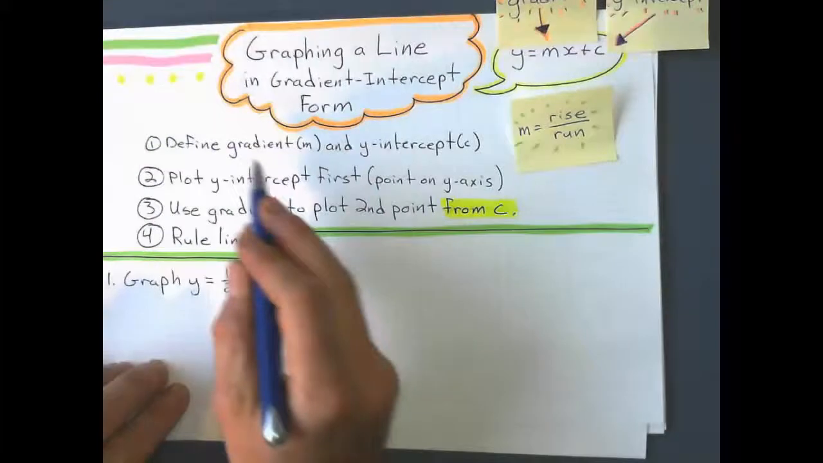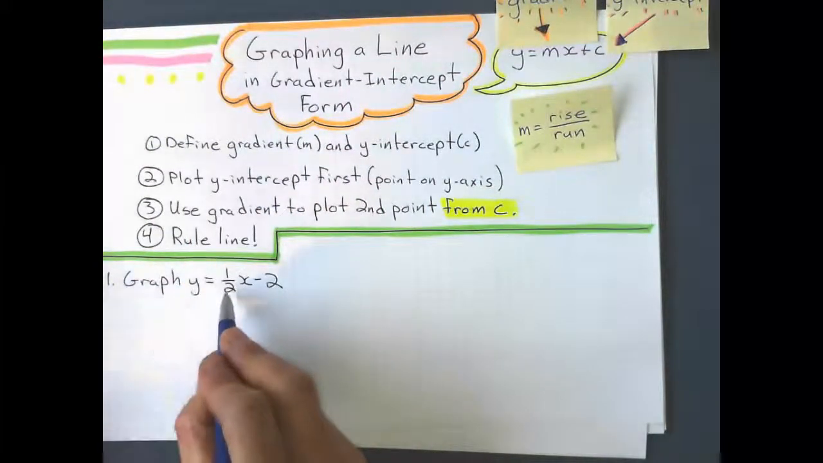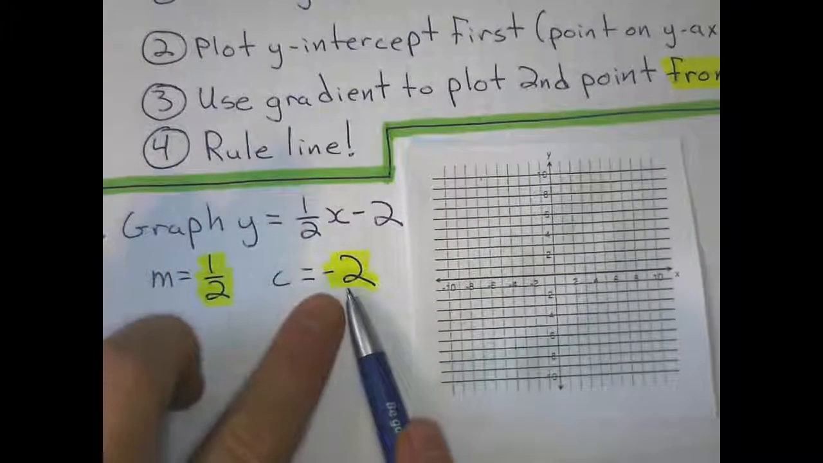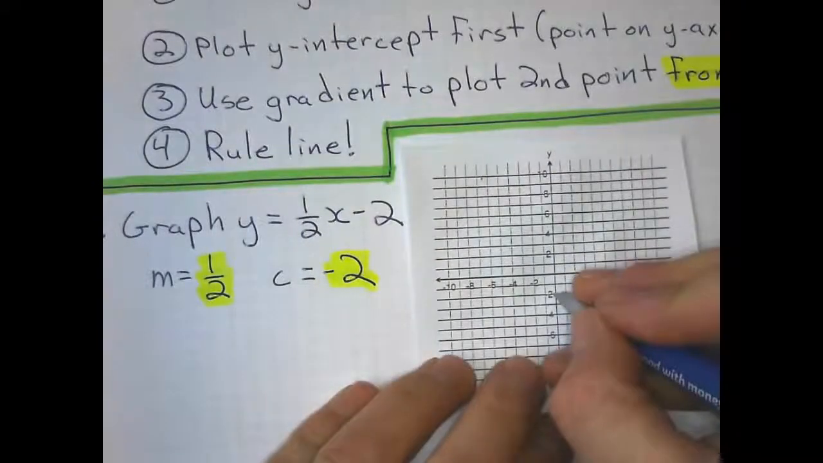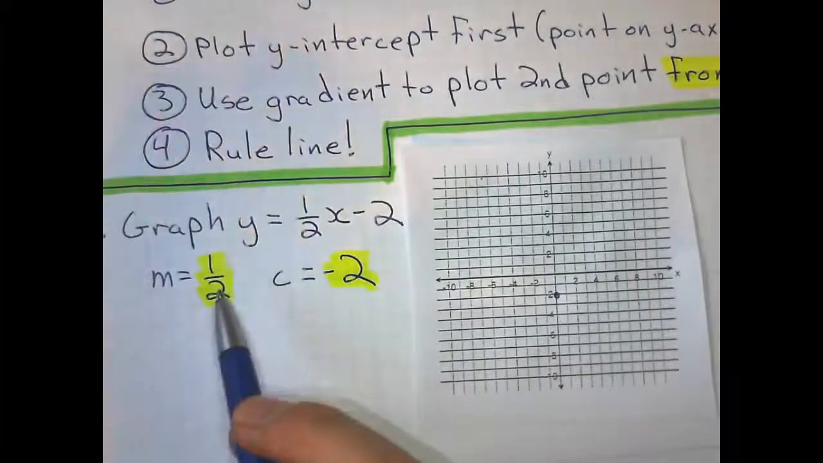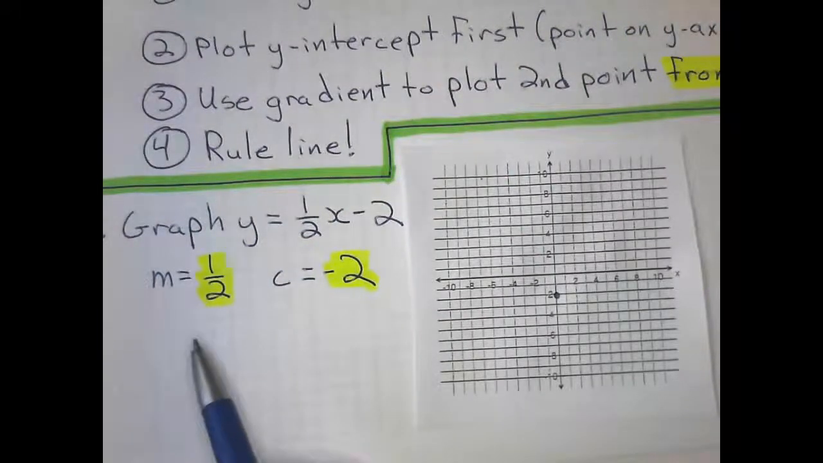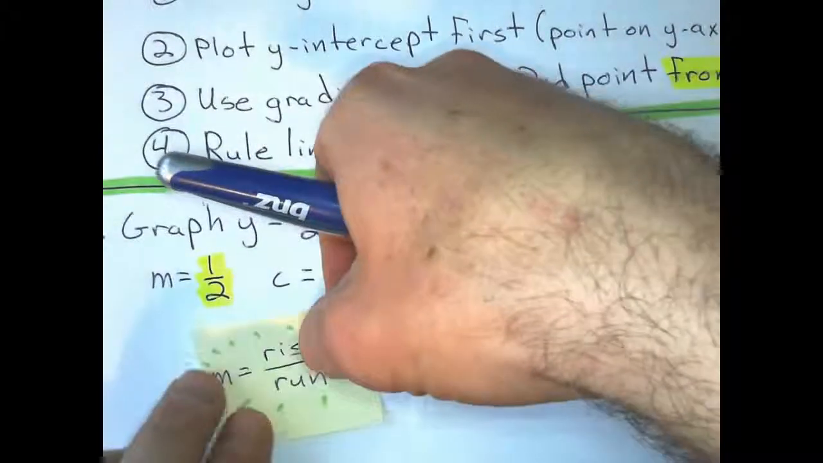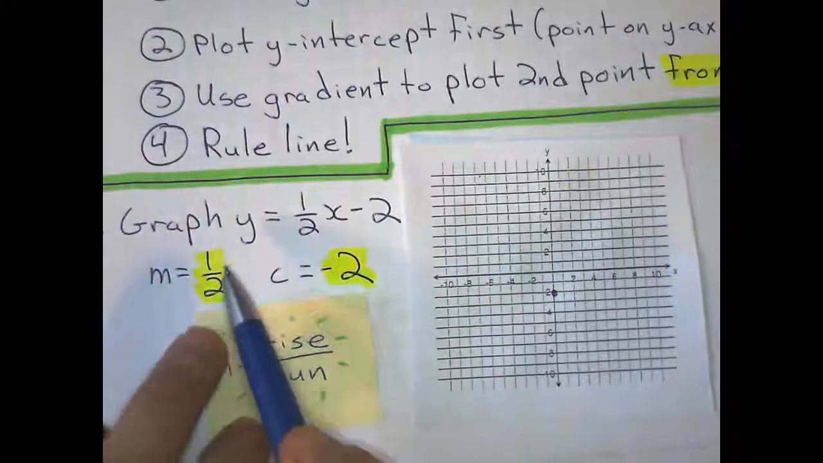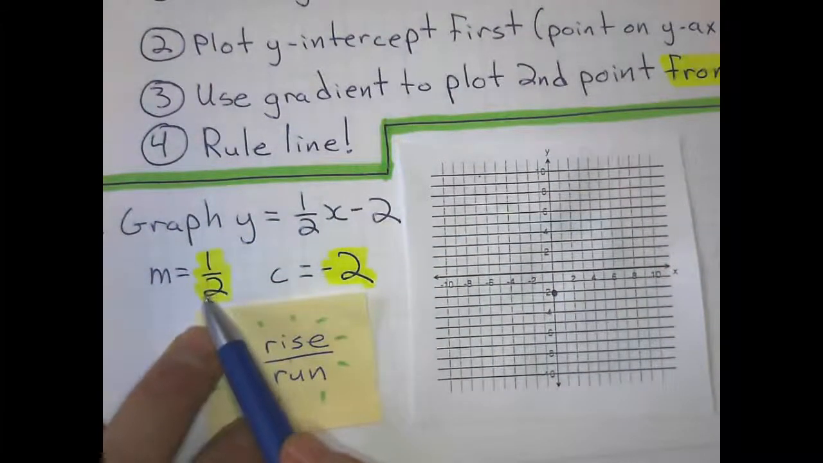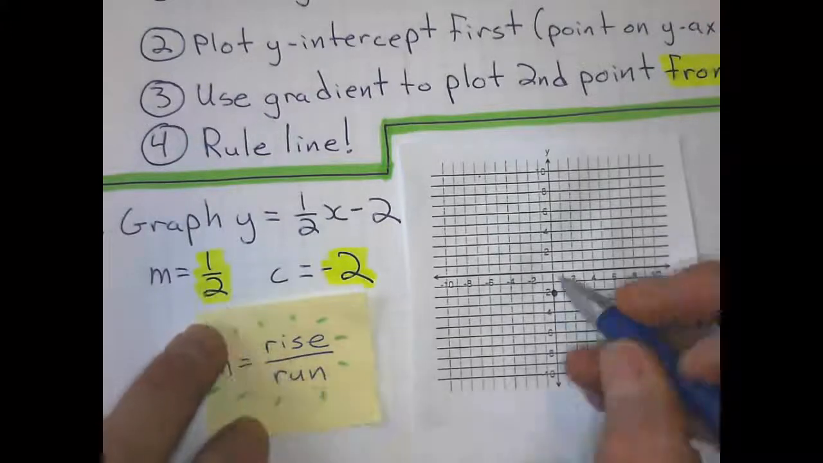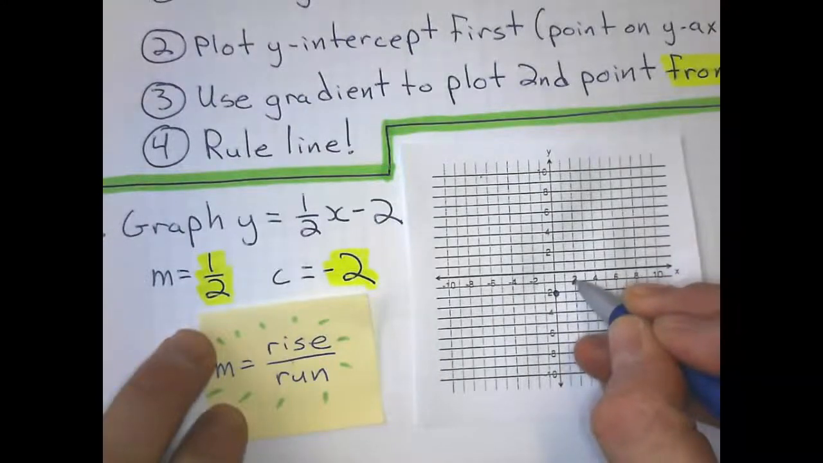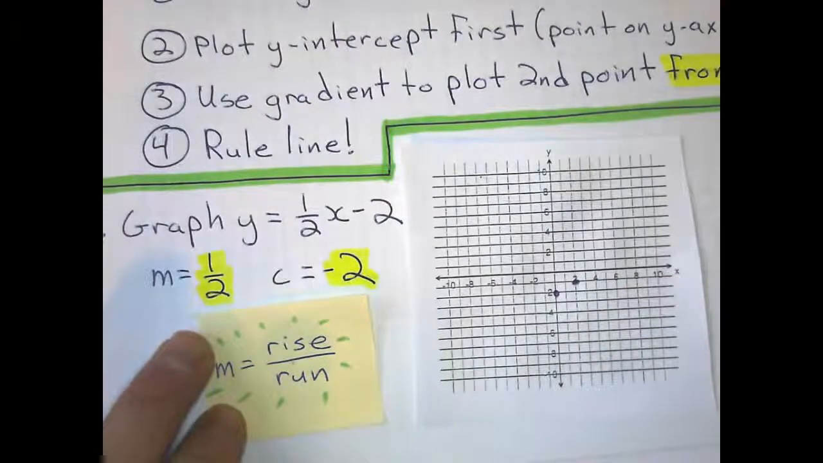Okay, let's look at our first example here. Okay, first example. So let's go through the steps. Define our gradient and y-intercept. Gradient is 1/2, and y-intercept is -2. Okay, so start with the y-intercept. That's the point on the y-axis. That's -2. That's right there. And how you use the gradient to get to that second point, from our notes from last lesson, remember, the rise over run is our gradient. The top number tells you if you go up or down. The bottom number always runs to the right. So a gradient of 1/2 means we go up 1 to the right 2, up 1 to the right 2, and that tells us what our second point is.